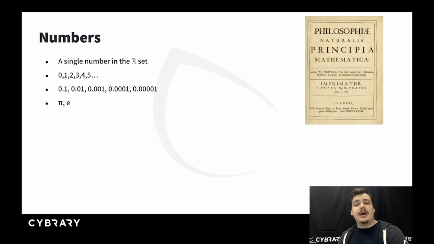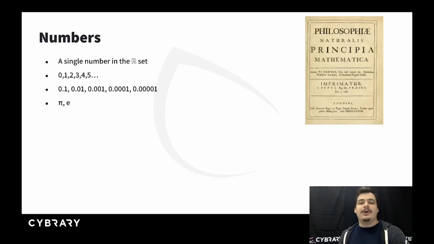So numbers. A number is a single number in the real number set. Complex numbers can be represented in programming. Generally speaking, there are special modules and libraries to do that for you or to help you do it. Generally speaking, you're going to be working in real numbers in programming unless you're working in physics or in mathematics or whatever. When you're writing a program, you're going to deal with real numbers most of the time. 0, 1, 2, 3, 4, 5, onward to infinity, 0.1, 0.01, 0.001, 0.0001, etc.